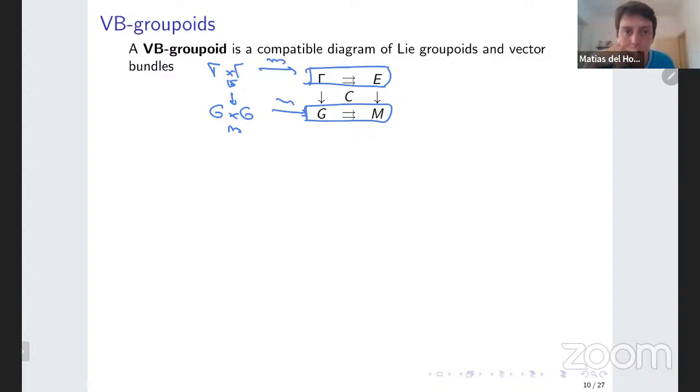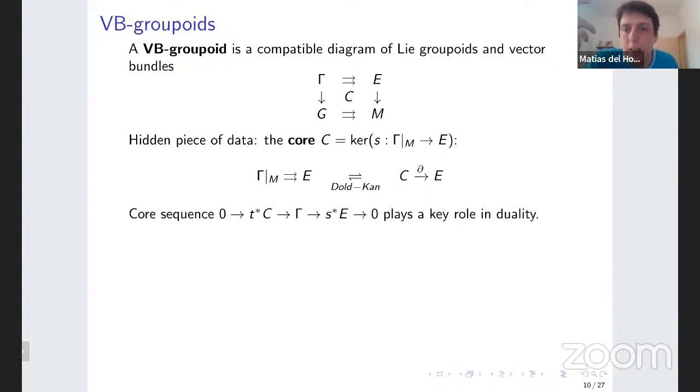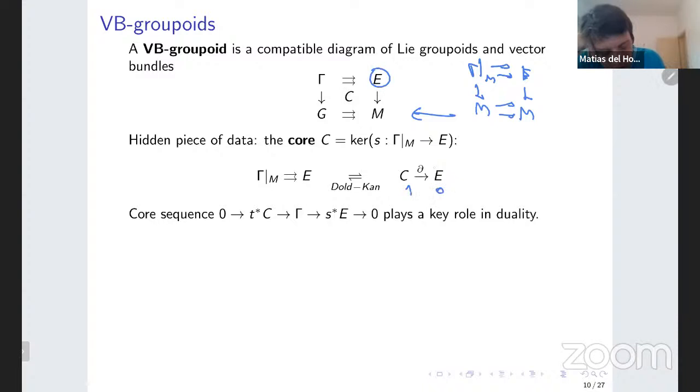And the core, this thing that I wrote in the middle, is a hidden piece of data that is defined in the same fashion as you define the Lie algebra of a Lie groupoid. You look at the source upstairs, take the kernel, and restrict to the units. In fact, if you restrict any VB groupoid to the base, you do the pullback of the VB groupoid, you get a VB groupoid over a manifold. And what is a VB groupoid over a manifold? There you can apply the classic Dold-Kan correspondence, and you will get a two-term chain complex of vector bundles. This two-term chain complex has, in degree zero, the side bundle, and in degree one, this core that is somehow hidden. But this is only if you restrict to the units.